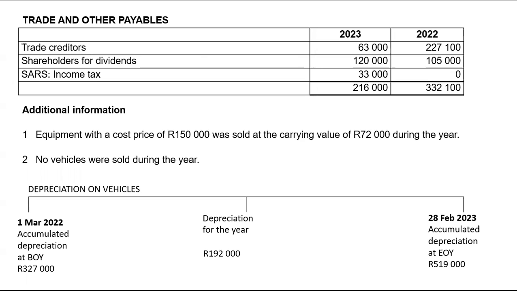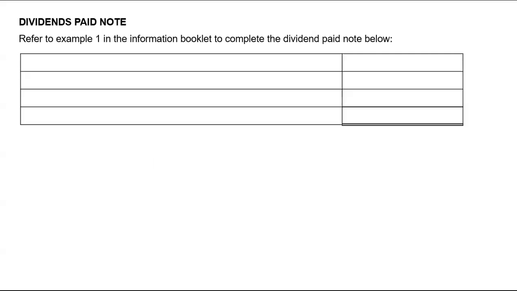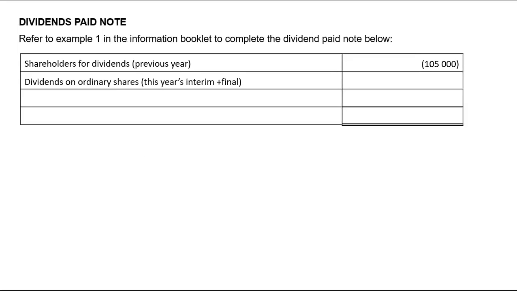And that's where, since the retained income note was not given to you, you might have to prepare it. I will start with shareholders for dividends from the previous year, 105, and you put it in brackets. I am missing dividends on ordinary shares, which is this year's interim plus last year's final. This year's final, I have. The only thing I'm missing is the interim, and without the interim, there's nothing I can do. So they didn't give you enough information. You have no choice but to draw this as part of your workings.